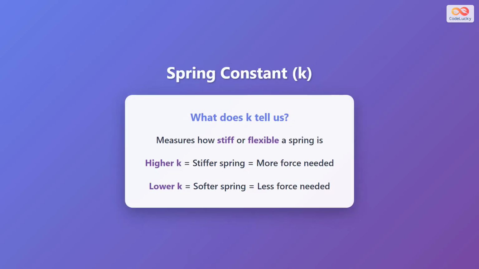The spring constant, represented by K, measures how stiff or flexible a spring is. A higher spring constant means a stiffer spring that requires more force to compress or stretch. A lower spring constant means a softer, more flexible spring that requires less force. For example, a car suspension spring has a high K value, while a slinky toy has a low K value.